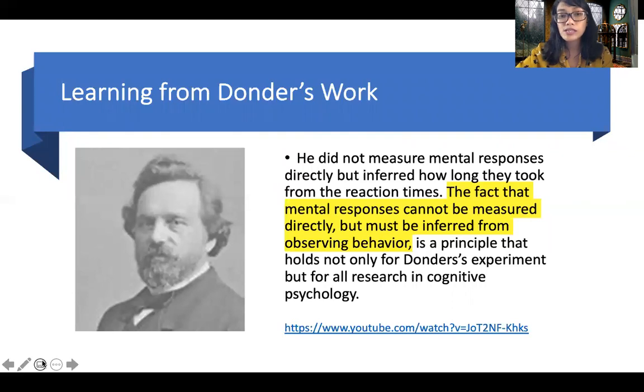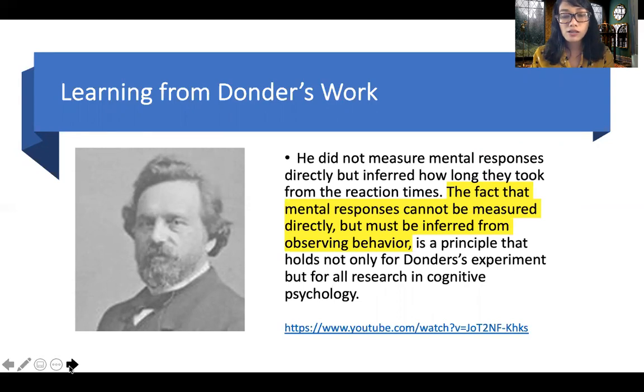So the mental process here cannot be measured directly, but it can be measured from the behavior. Perceiving and decision making is a mental process that cannot be measured directly. But the time the participant took, the reaction time, is the behavior, and it's measurable, and it explains the mental process.